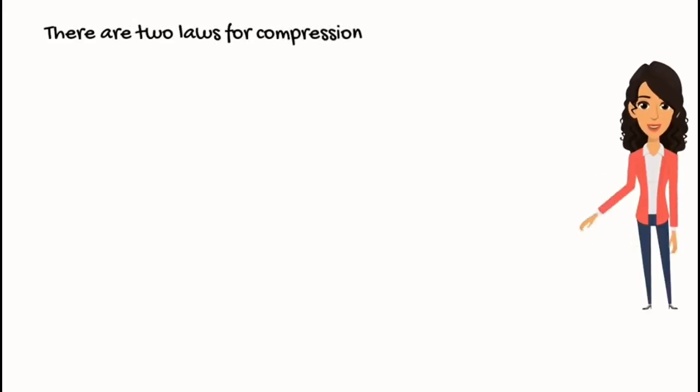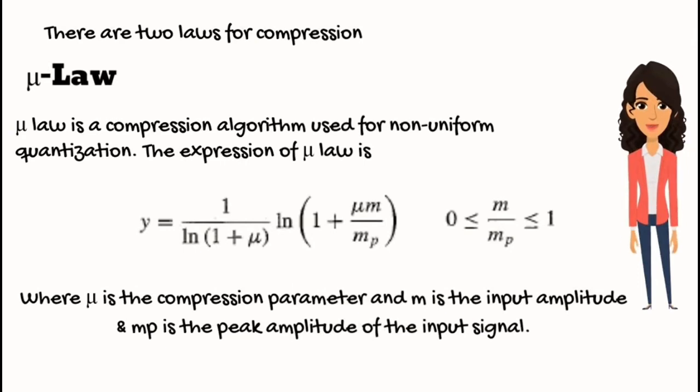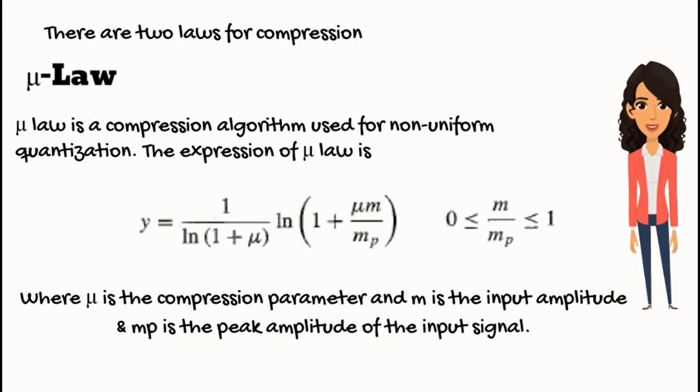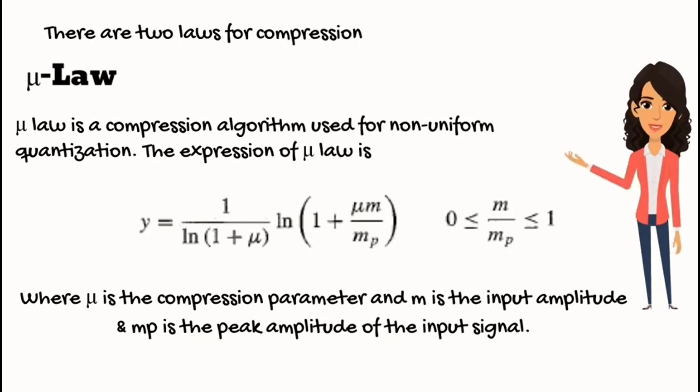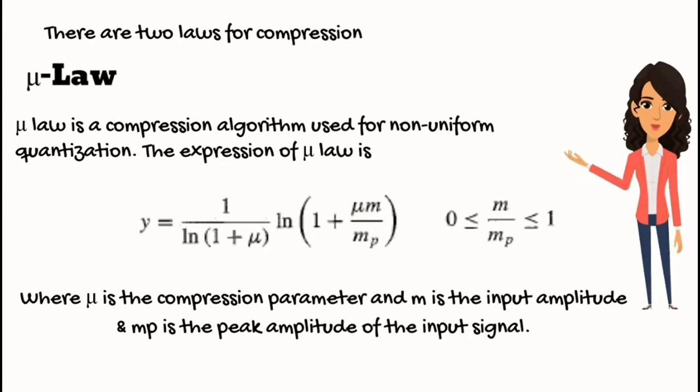There are two laws for compression. First one is mu law. Mu law is a compression algorithm used for non-uniform quantization. The expression of mu law is y equals 1 by ln of 1 plus mu, into ln of 1 plus mu m by mp, where m by mp lies between 0 and 1.